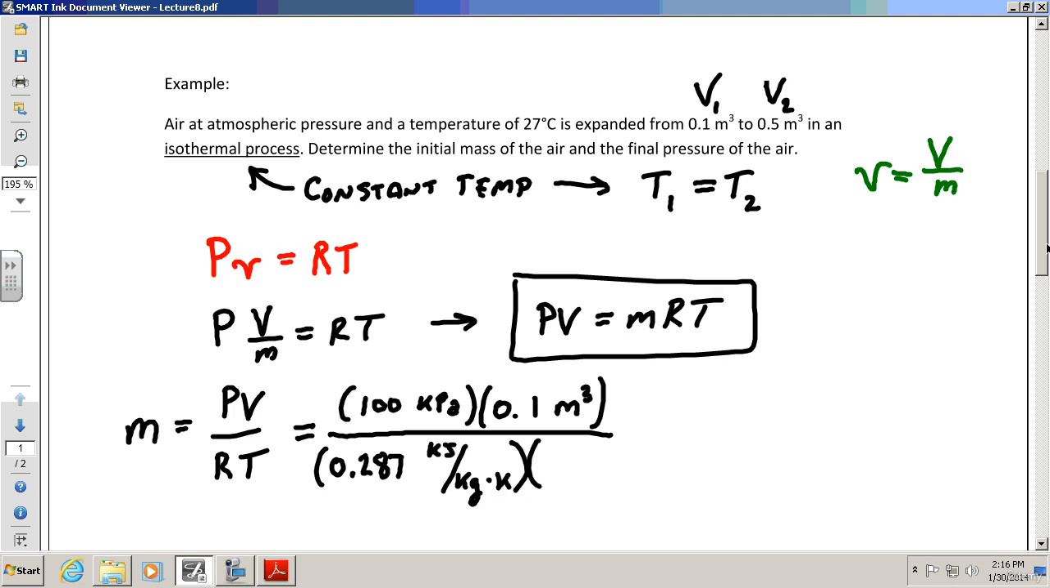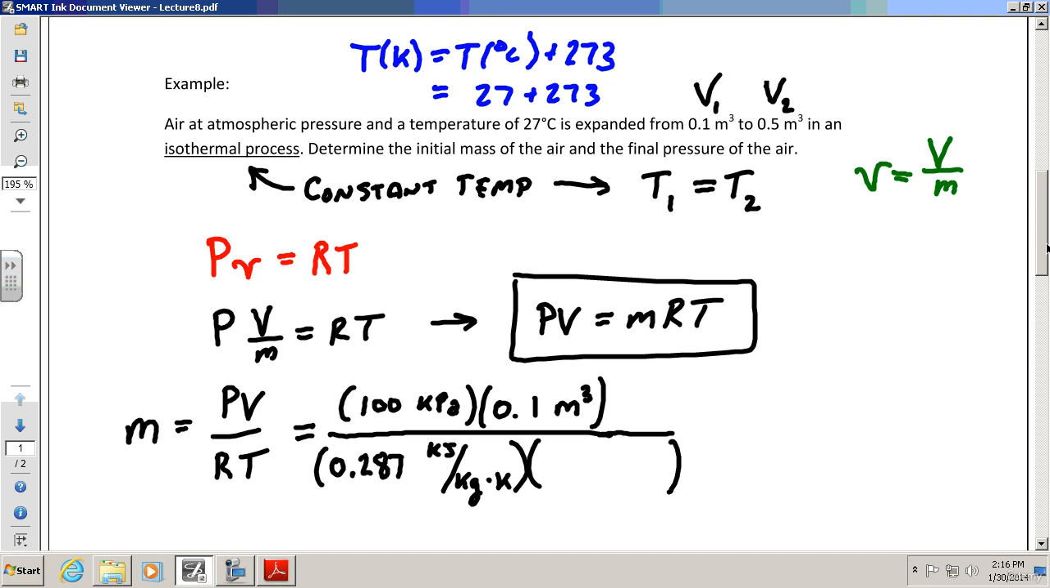Okay. And finally, what's my temperature? Whenever you see 27 degrees Celsius, that's a dead giveaway that you probably need to convert that into Kelvin. Because remember what the temperature difference is? Temperature in Kelvin is equal to the temperature in degrees Celsius plus 273, right? So that's going to be equal to 27 plus 273, 300, right? That's easy. That's nice. So this is going to be 300 Kelvin.